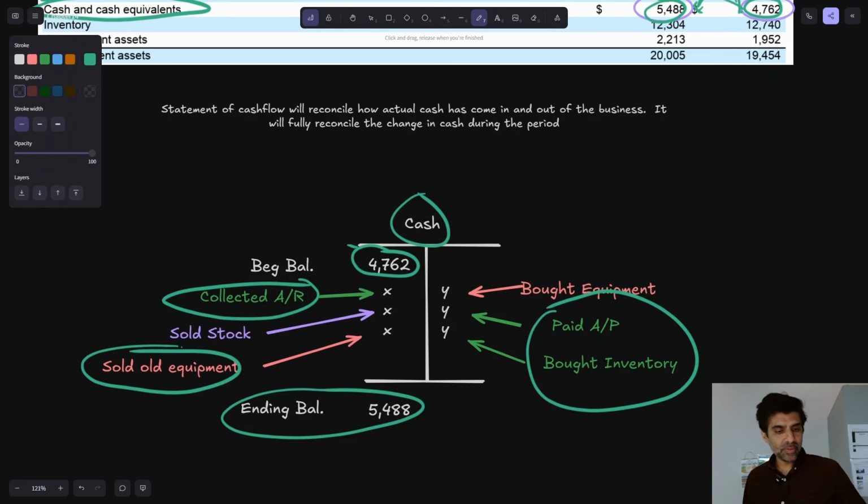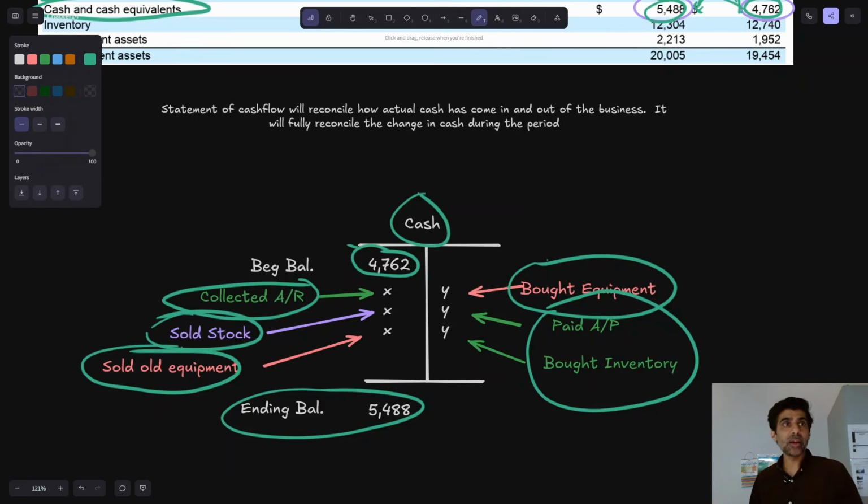Sold old equipment and bought equipment are going to be in the investing section, because that relates to the purchase and sale of long-term assets. And then you have the sale of stock. This is a financing activity. This is a way that the company is affecting cash, but through some financing transaction, right?